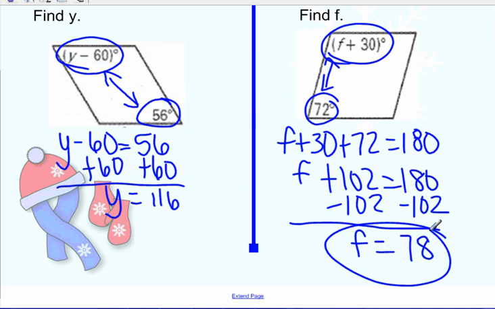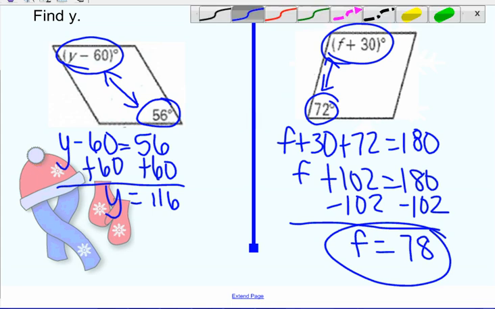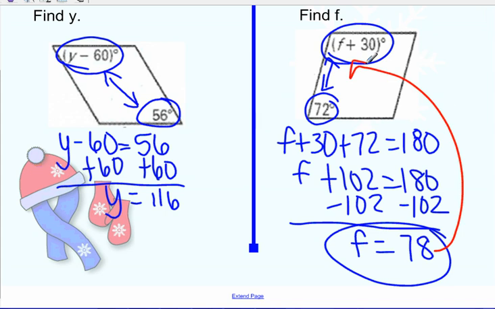Now again, this was the value of f. If we wanted the value of the angle, we would take 78 and plug it back in for f. So we would do 78 plus 30 to figure out what that angle would be. So we're going to get 108 for that actual angle. Sometimes they'll ask you for the angle, sometimes they'll ask you for the value of x or f or whatever letter is missing.